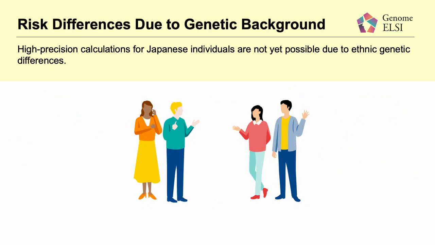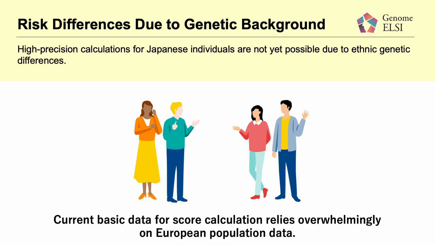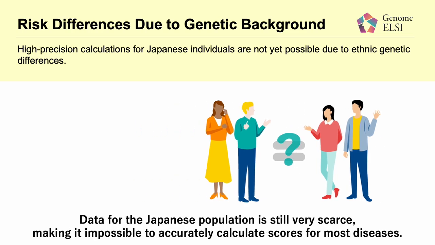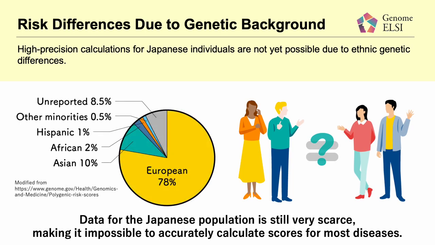High-precision calculations for Japanese individuals are not yet possible due to ethnic genetic differences. Current basic data for score calculation relies overwhelmingly on European population data. For individuals outside this demographic, the calculation models themselves may not be accurate. Data for the Japanese population is still very scarce, making it impossible to accurately calculate scores for most diseases.